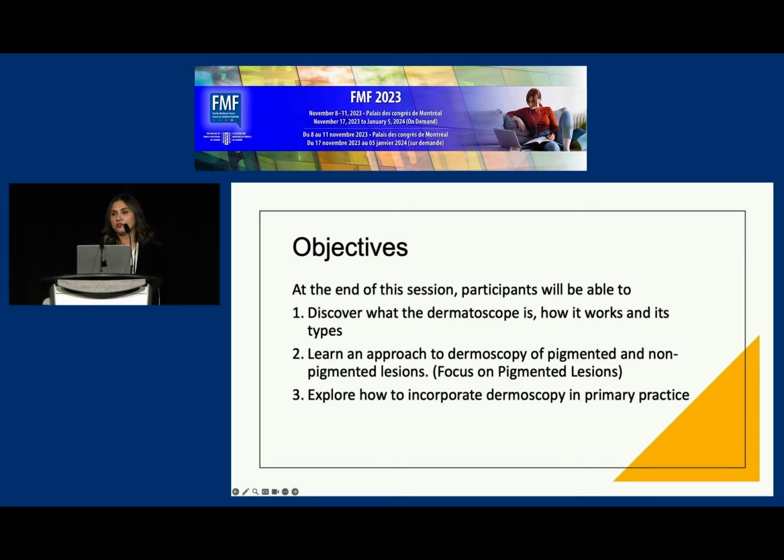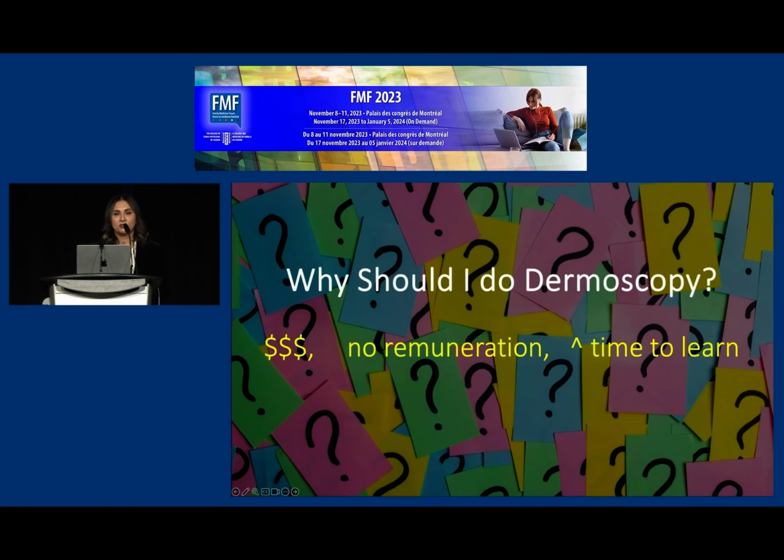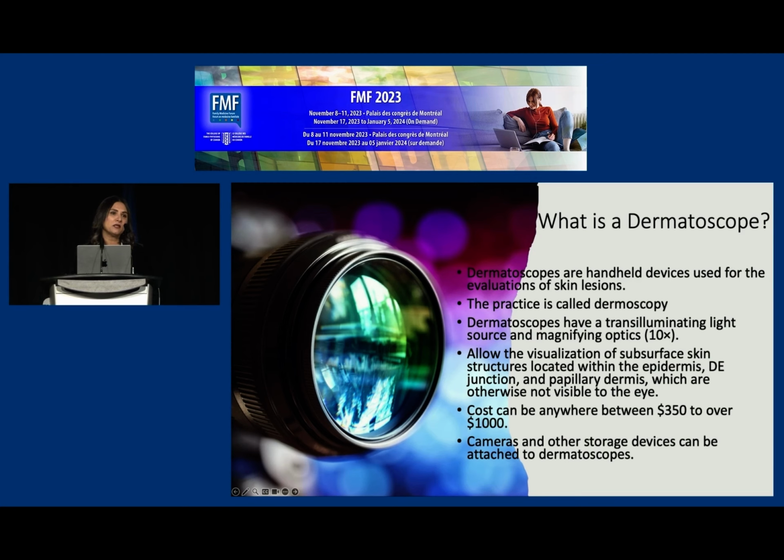So the objectives for today's talk are to discover what the dermatoscope is, how it works and its types, learn an approach to dermoscopy of pigmented and non-pigmented lesions, but we'll focus today on pigmented lesions, and also to explore how to incorporate dermoscopy in primary practice. I get asked this question quite a lot: why should I do dermoscopy? You can do it because you're interested in derm, or other people can do it, but why me? It is expensive to purchase, there is no remuneration for it, and it takes a long time to learn a new skill. So I'm hoping that some of those questions can be answered as we walk through.